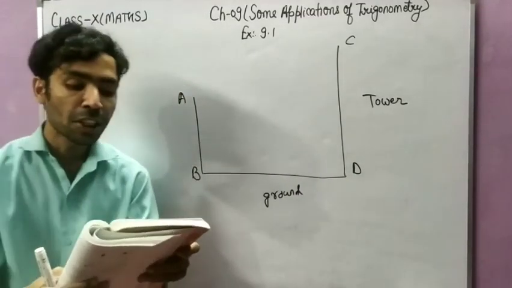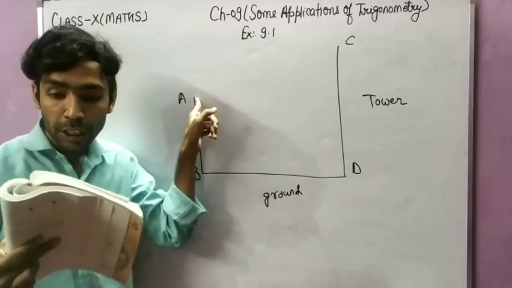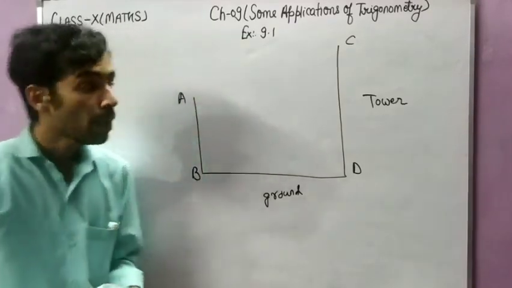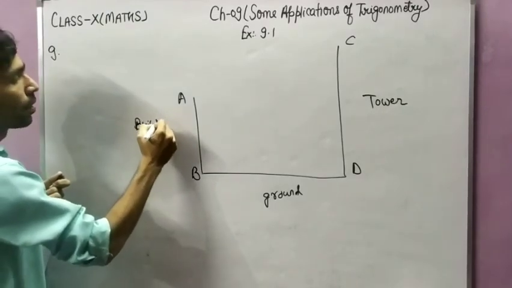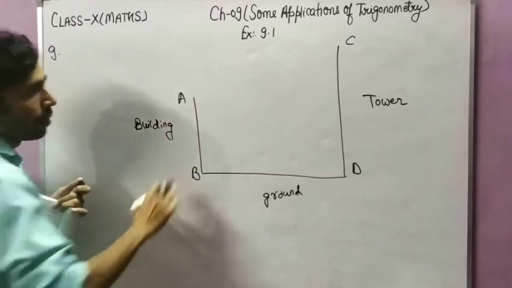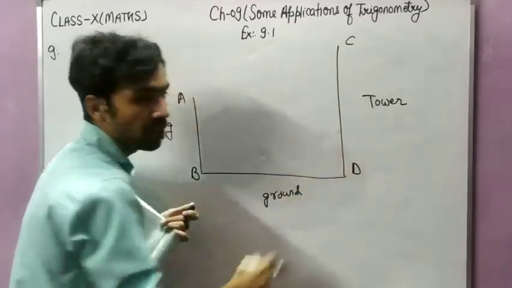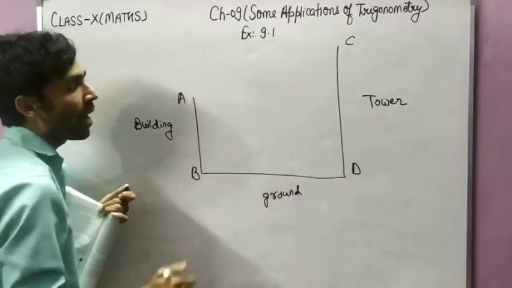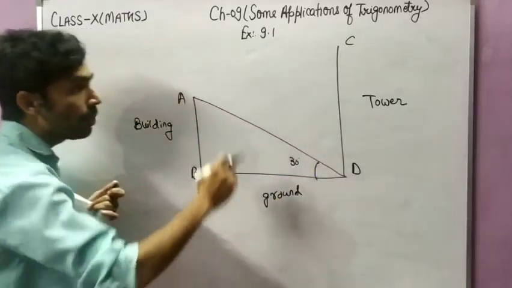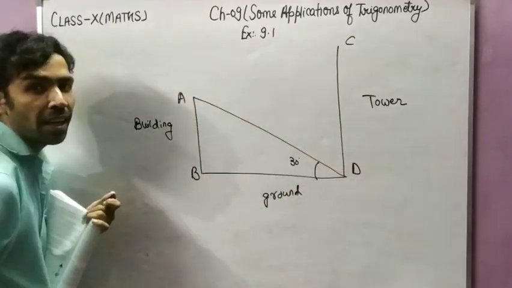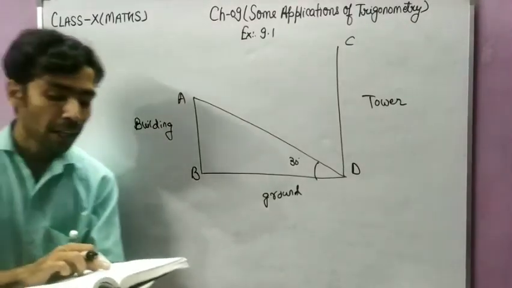The angle of elevation of the top of the building from the foot of the tower. अगर ये AB हमारा बिल्डिंग हुआ, student, बिल्डिंग के टॉप का एंगल ऑफ एलिवेशन कहां से? टावर के फुट से, मतलब कि फुट से इसके टॉप का जो एंगल ऑफ एलिवेशन है वो कितना है? 30 डिग्री. मतलब कि टावर के फुट से बिल्डिंग के टॉप को देखा जा रहा है और उसका एंगल ऑफ एलिवेशन कितना है? 30 डिग्री. And the angle of elevation of the top of the tower.